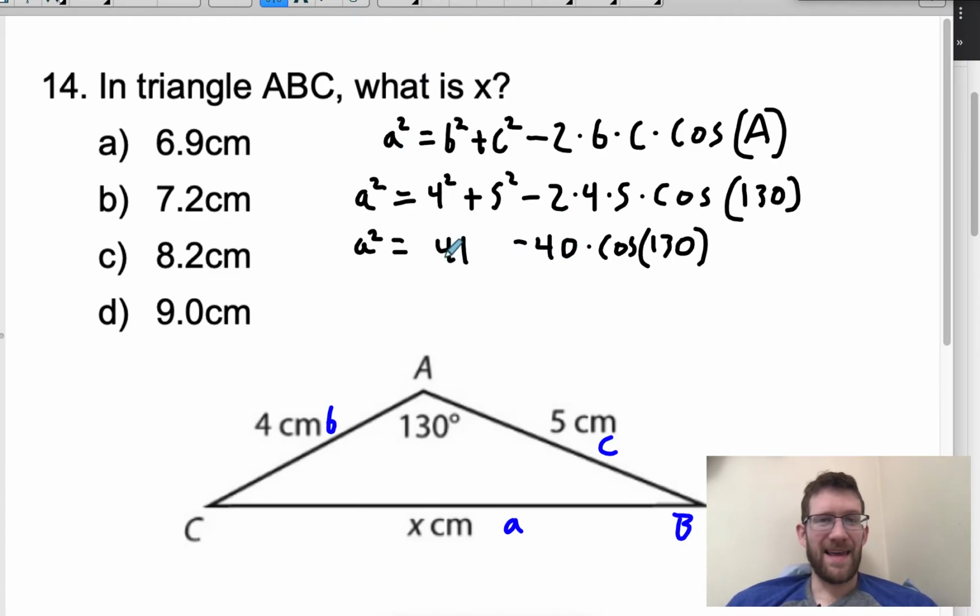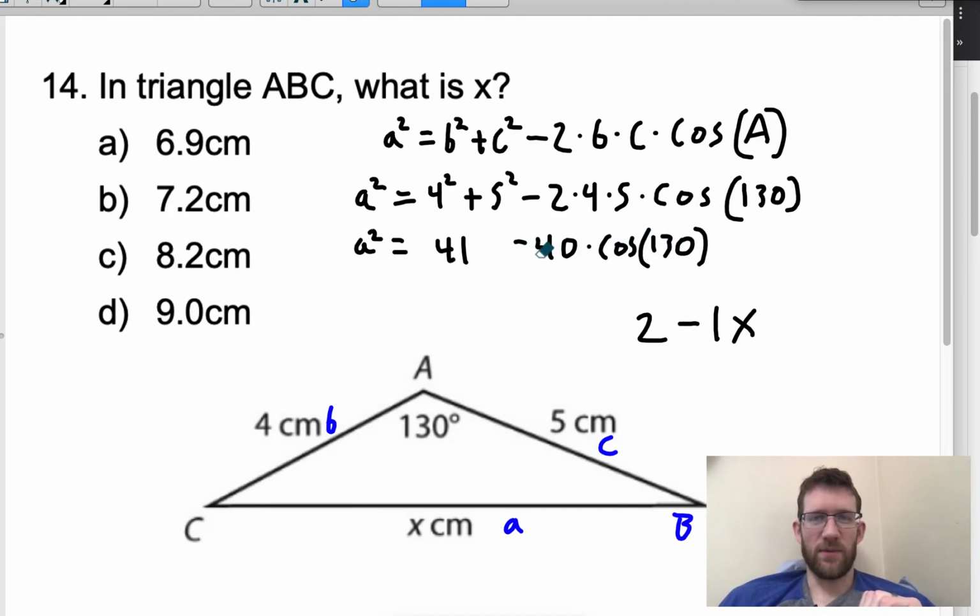If you recall, I can't do 41 minus 40. Well, why not? Because the 40 is being multiplied by this cosine thing. Remember PEMDAS or whatever? When we multiply a thing, we can't do 2 minus 1x and say, oh, well, 2 minus 1 is 1, and then it's 1x. No. This x term is a separate term from this constant term here. Similarly, this cosine of 130 term you can think of as a separate term from this constant here. Doesn't mean we can't evaluate it, but we just have to make sure we do it in the right order.